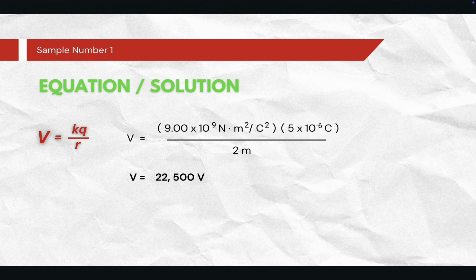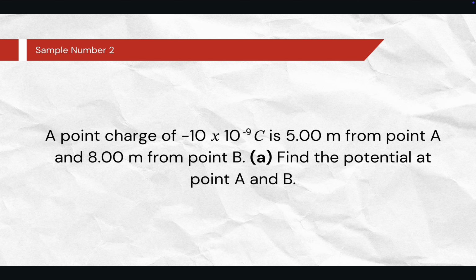Volts ba yan? Basta yun. And then, next sample, number 2, is a point charge of negative 10 times 10 raised to negative 9 coulomb, 5.00 meters from point A and 8.00 meters from point B. Find the potential at point A and B.